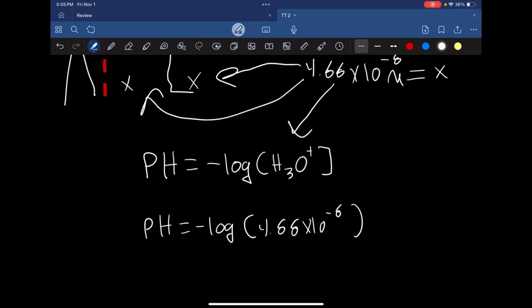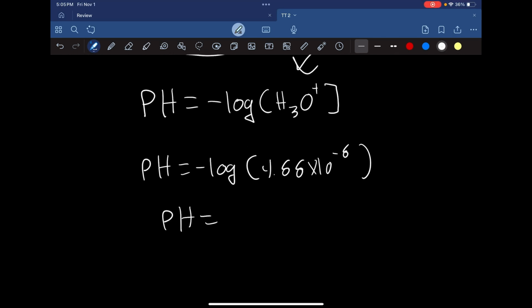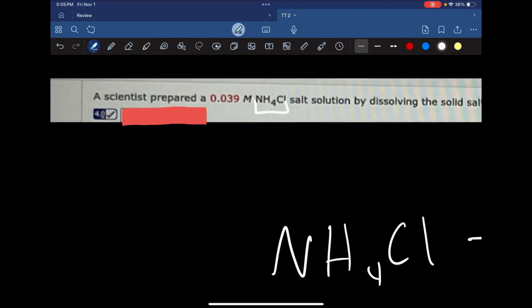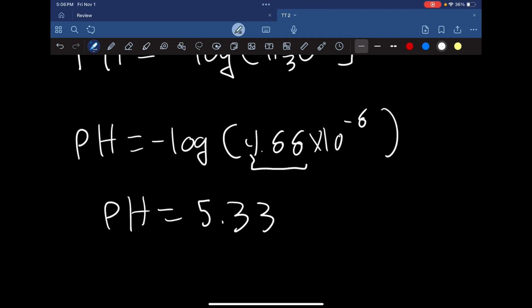And we get, let's try that out, negative log of 4.66. We get around 5.33. pH equals 5.33. When we go back here, you can see that, there we go, 5.33. And of course, 5.33 because look how many sig figs there are. There's 3 sig figs in total, therefore meaning that there should be 3 sig figs in our answer, right here. Thank you.